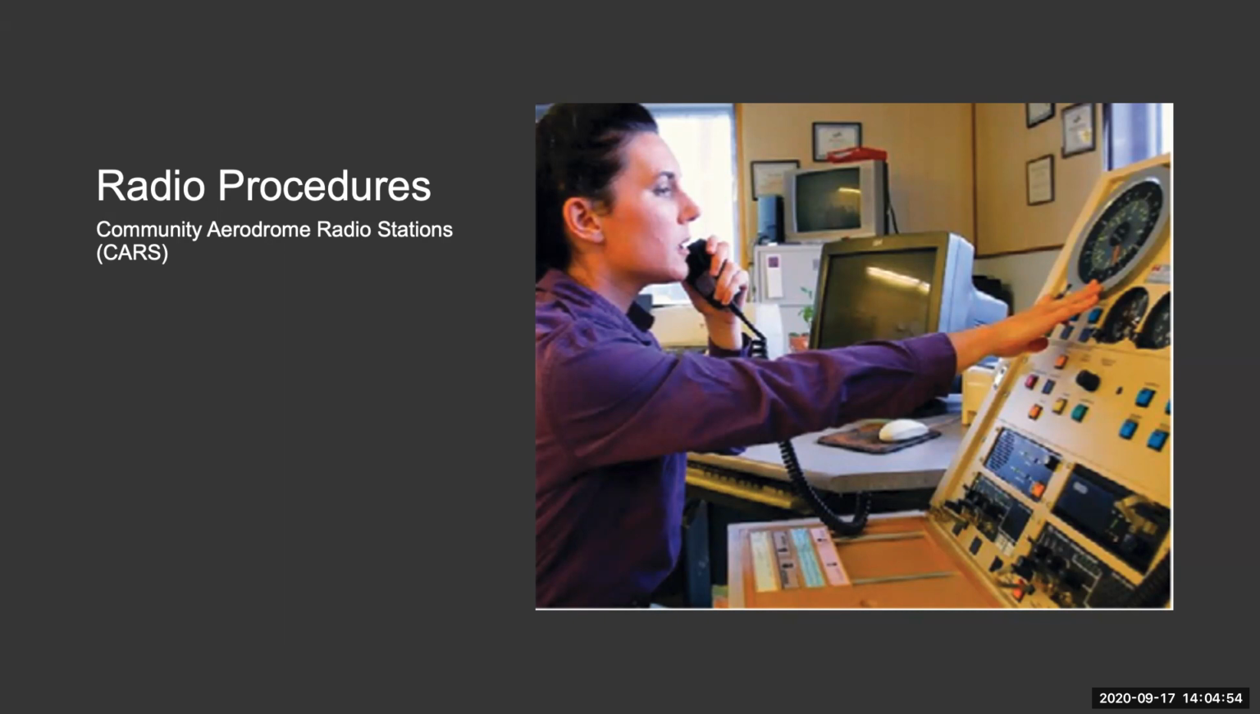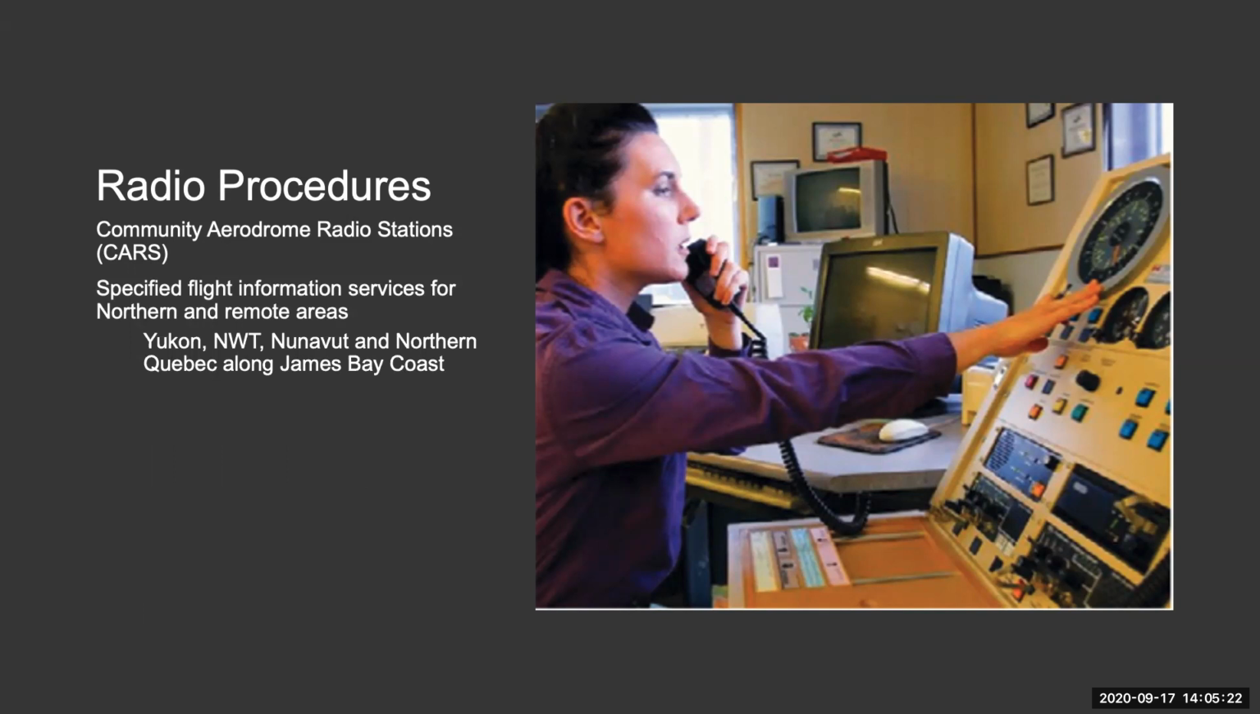CARS facilities consist of met equipment, or meteorological equipment, for producing aviation surface weather observations, also known as METARs, and office space equipped with a communications console for providing operational information to pilots. CARS operators provide aviation support in the form of air-to-ground communication, flight planning, aviation weather observation, and emergency response. Specialized flight service for northern and remote areas.